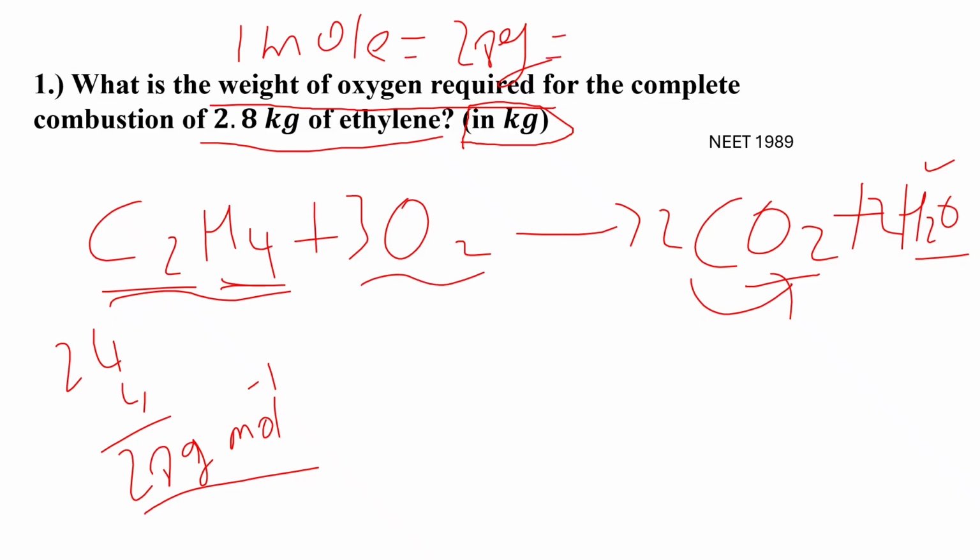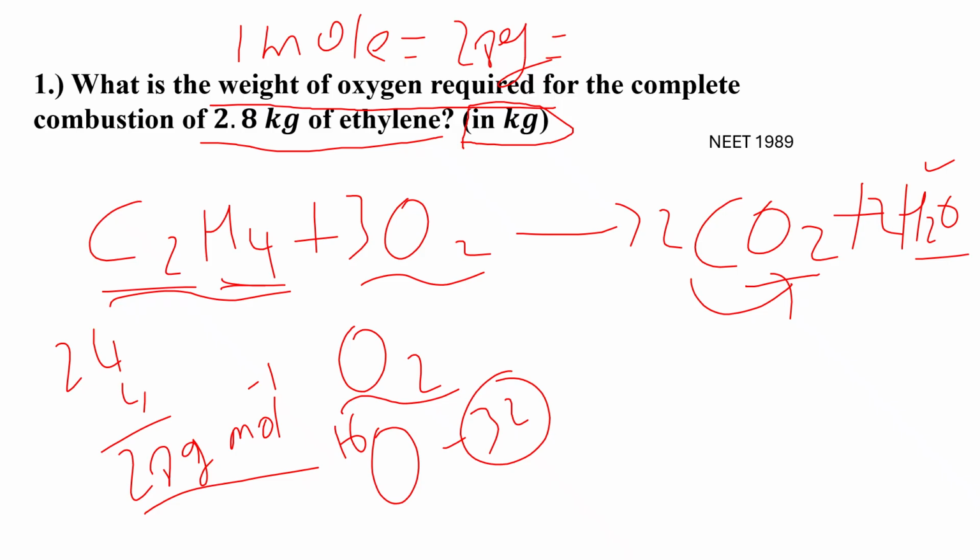1 mole of oxygen is O2. 1 oxygen has a weight of 16, 2 oxygen has a weight of 32. So 6 oxygen has a weight of 96. Right? 1 oxygen has 16, there are 6 oxygen, which means 3 O2. So 16 multiplied by 6 gives 96.